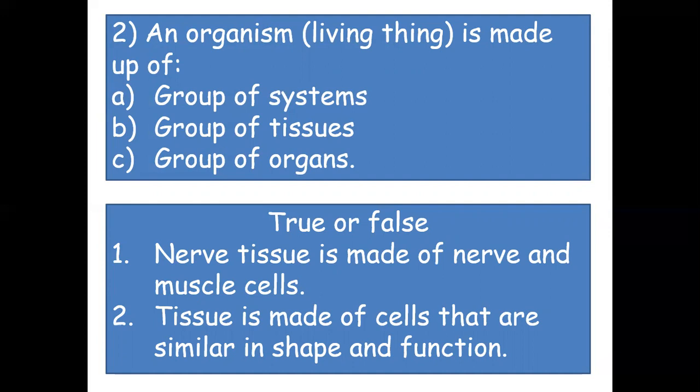Number two, tissue is made of cells that are similar in shape and function. That's true. As we mentioned before, a tissue is made of cells that are similar in shape and function. Yani, similar kind of cells performing a similar function.